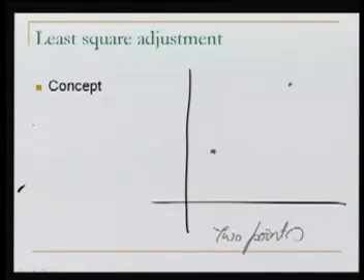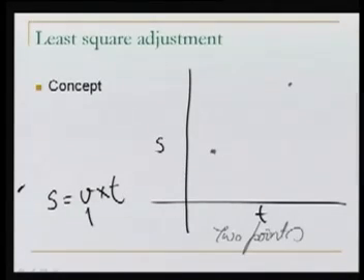Over here, I'm giving you just a concept. Let us say this is time of travel t, and this is the distance s. Now, how is s related with t? s is v into t, where v is a uniform velocity. There is a uniform velocity, no acceleration, and these are related like this. s is v into t.